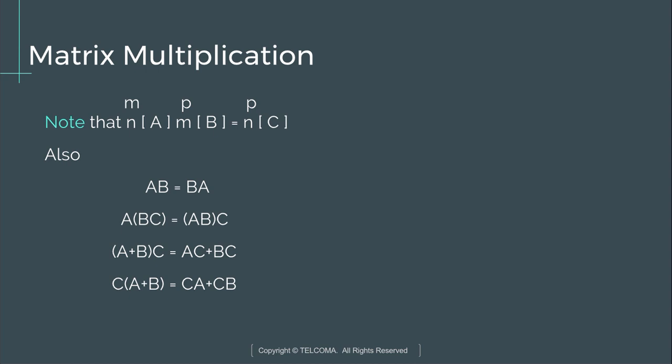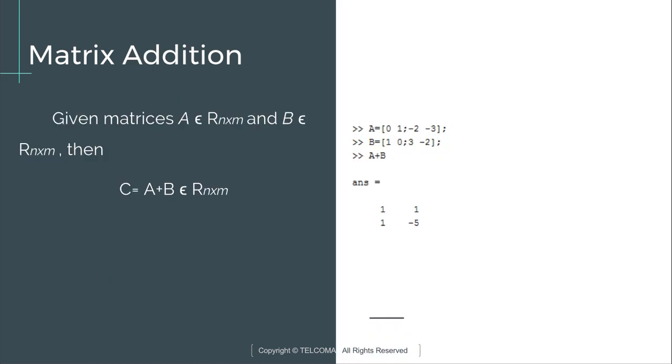Similarly, the last part is C into (A plus B). This will also give you CA plus CB. The resultant will be the same in both the cases.